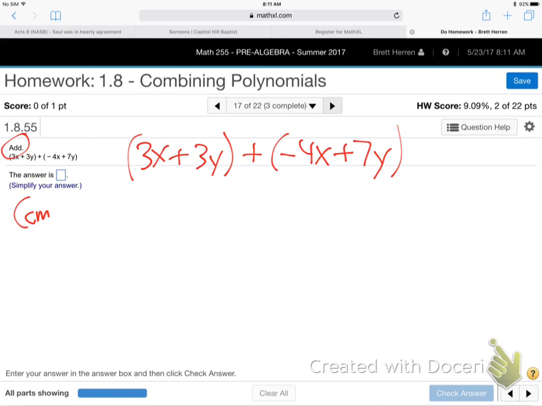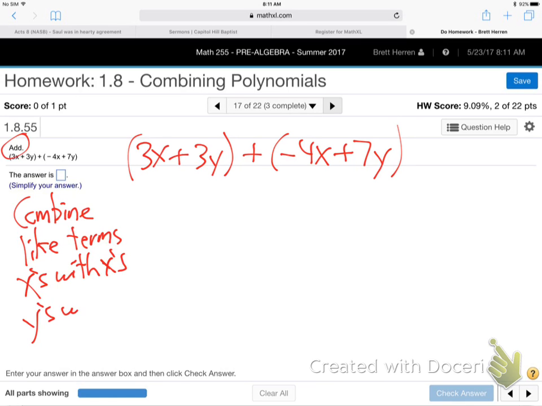Let me write that out. So combine like terms, meaning x's with x's, y's with y's. And the parentheses, they're not doing anything. You could just drop them. The parentheses are not doing anything because they're not right up against each other. Remember, if the parentheses are right up against each other, then it would be multiplied. But if there's a symbol in the middle, like a plus, then they're really doing nothing.